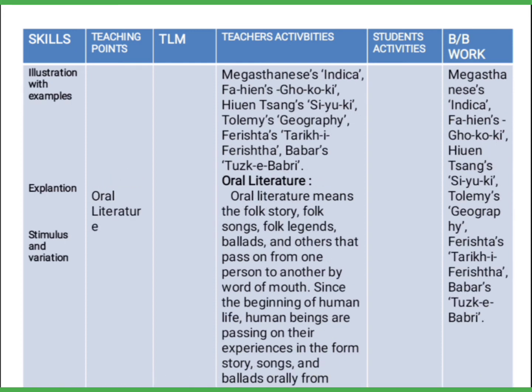Then illustration with examples. Here you are giving many examples related to the sources, like Megasthenes' Indica, Fahian's Fo-kuo-ki, Hiuen Tsang's Si-yu-ki, etc. And also you should write on the blackboard. These are the very important points. Then explanation, the next continuation part of explanation, that is called various types of sources. Here, a sub part of literature, oral literature, the brief explanation about oral literature.